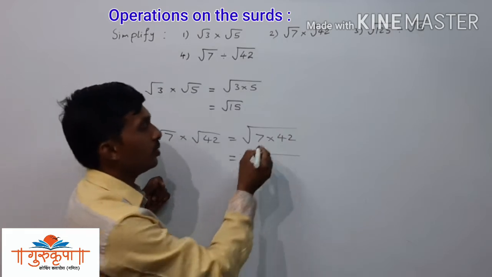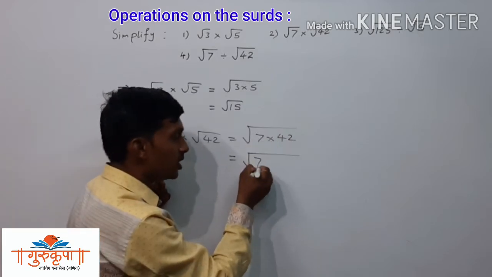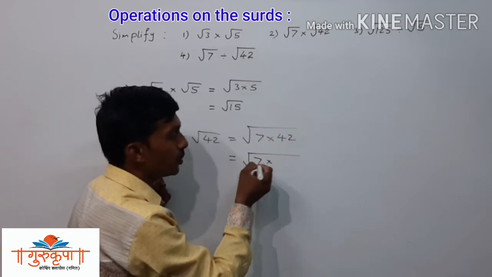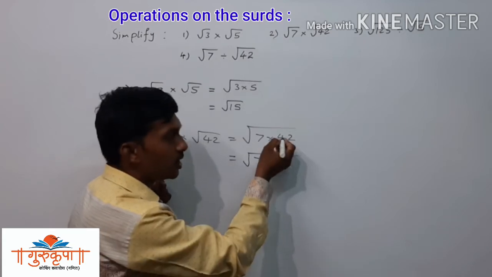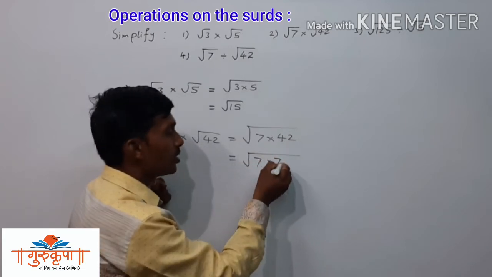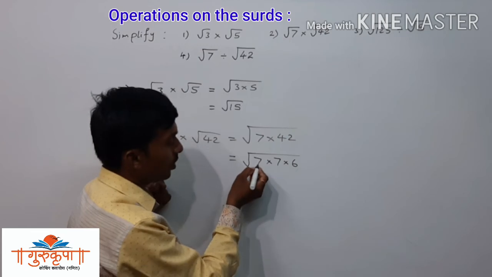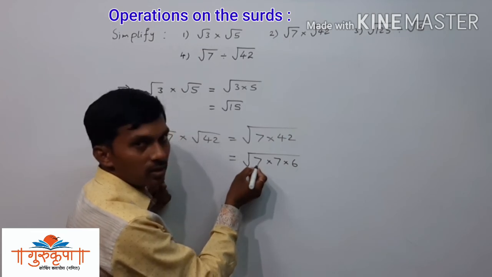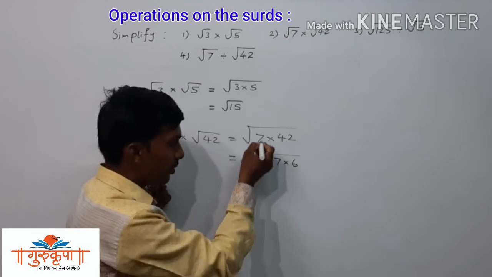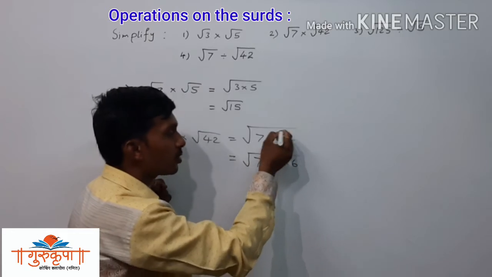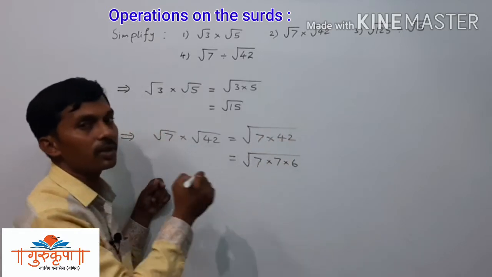So here also we will put this 7 as it is, and we will factorize this 42. We will factorize this 42 as 7 multiplied by 6. Since we already have 7 here, try to take the factors of 42 in the form of 7.